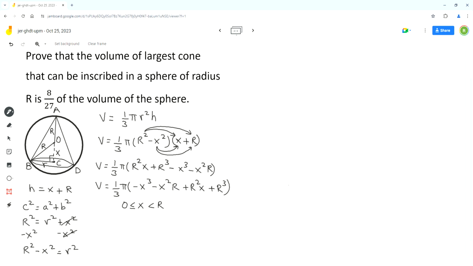Now we have to find the derivative for this volume function and set the derivative equal to 0 to find the x values at which the tangent is horizontal, because the tangent will be horizontal at the maximum points in this volume function.